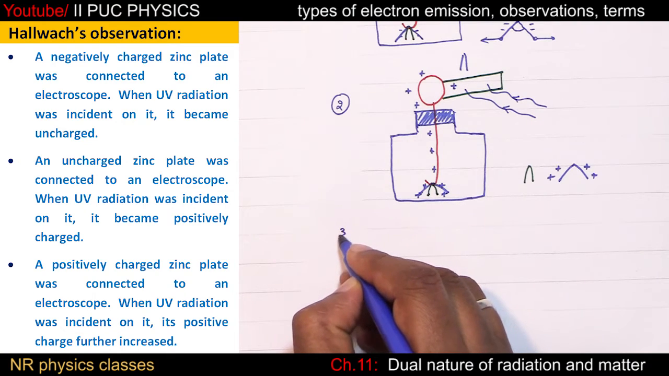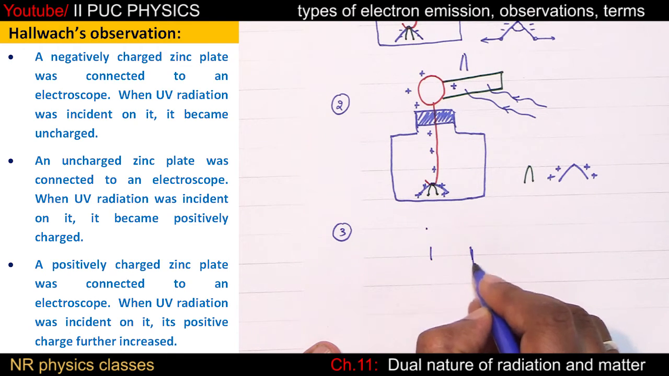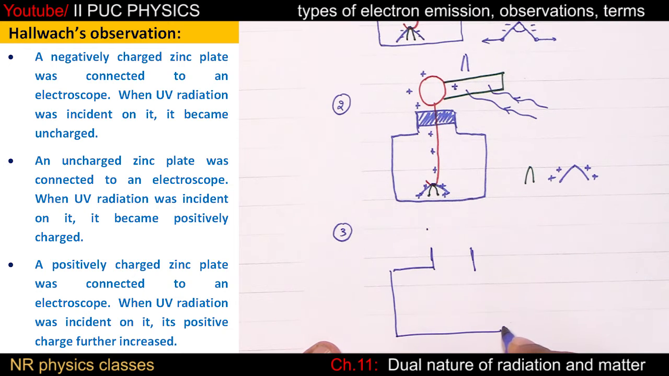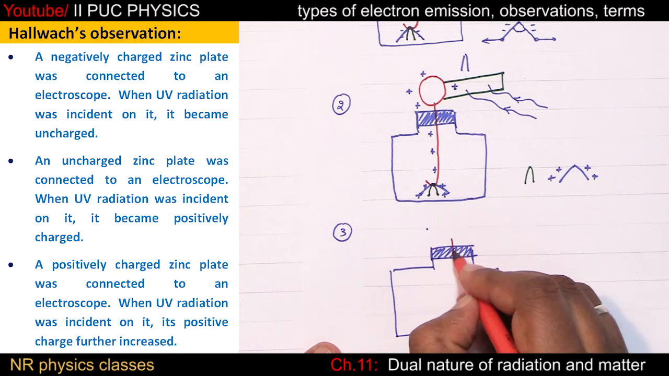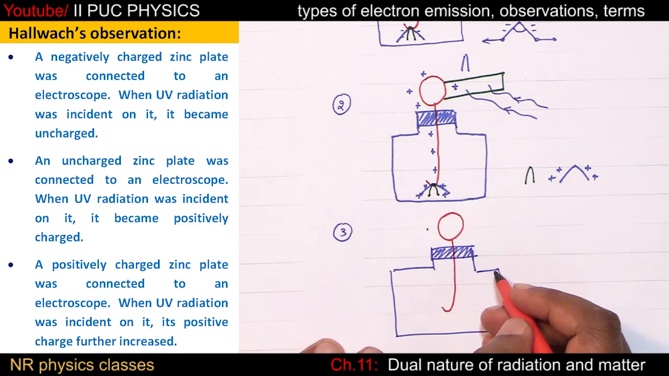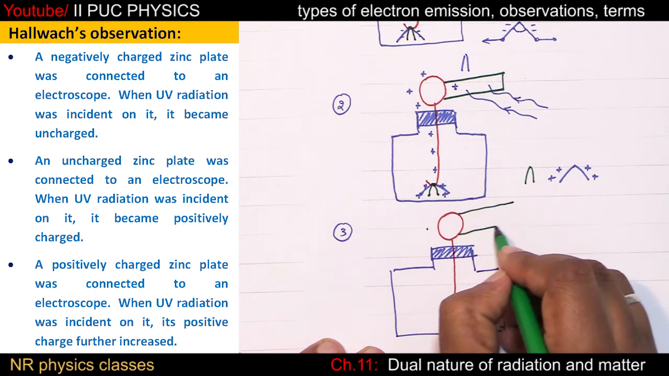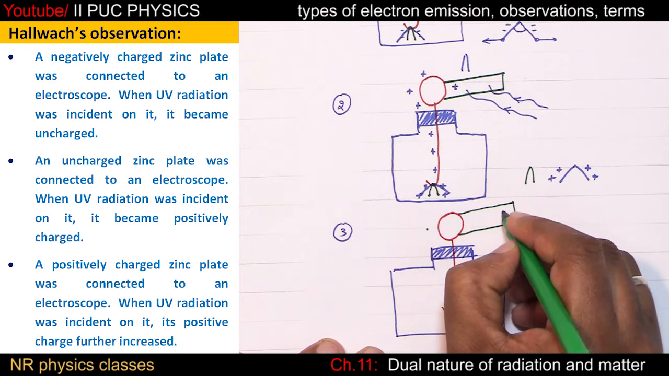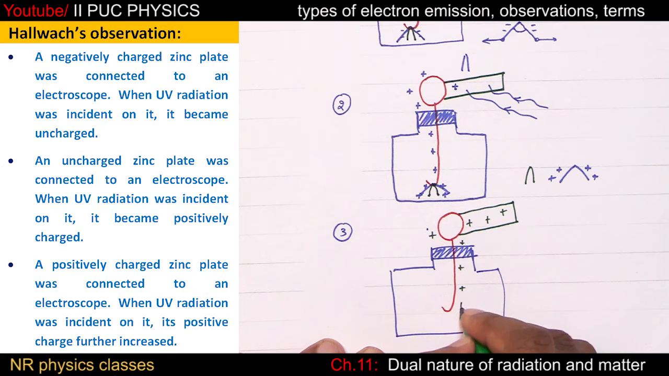Now you can guess the third case, isn't it? Same electroscope, cork, insulator, this is a metal rod, metal sphere, this is a zinc plate. If the zinc plate is positively charged, then the metal foil will spread out because of positive repulsion.